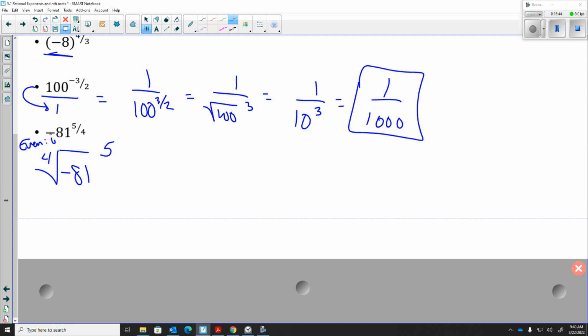So I know I'm going to have an i, but I need the fourth root of 81. You know what that is? Remember, if you multiply it by itself, it's 3. If you're not sure, let's just get out a calculator and start guessing. 3 to the 4th power is 81. So it would be 3i, right? 3i, and that's raised to the 5th power.